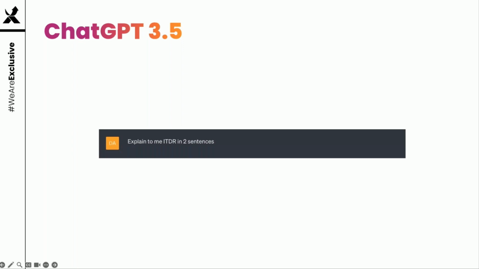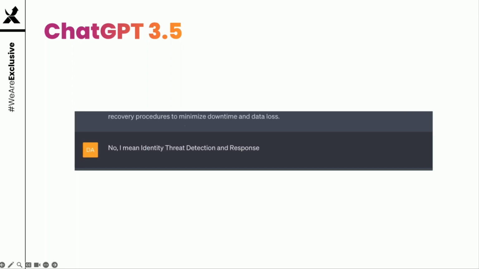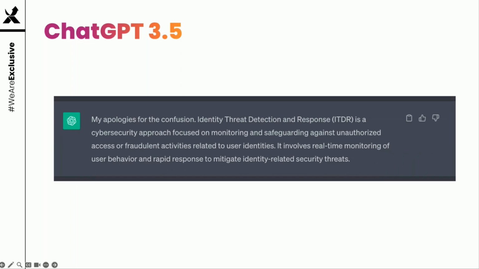Now, there's no good talk without ChatGPT these days, so we asked ChatGPT what ITDR is and to explain it to us in 2 sentences. We had to help it a bit, as it got confused about disaster recovery, which is not the topic of today. But it says identity threat detection and response, and it gave us a pretty nice definition, I must say, in 2 lines.